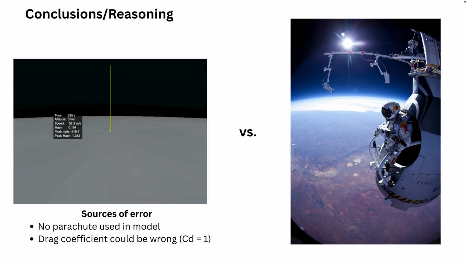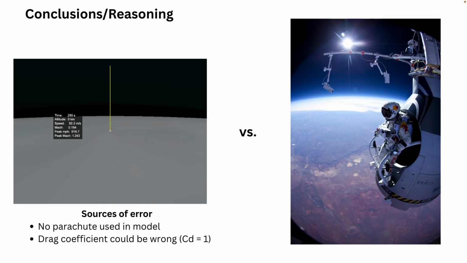So comparing this to the actual fall made by Felix, the results were actually very comparable. He did actually break the sound barrier in the real experiment, and his peak Mach was around 1.2, and the altitude that he ended at was 0 kilometers, which obviously makes sense. He had to go back to Earth, and the peak speed was around 820 miles per hour.